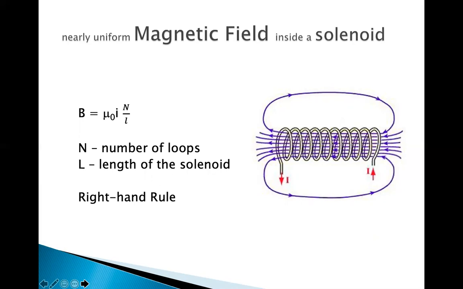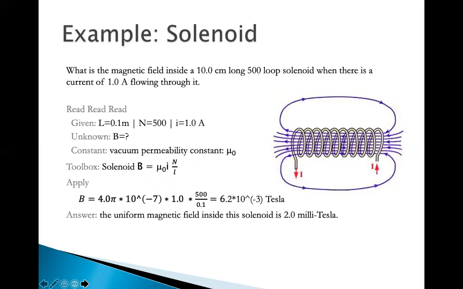So the magnitude is mu0 I times n, where n is the number of loops and L is the physical length of the solenoid. So if we use the right-hand rule, if our fingers represent the direction where the current goes, then the thumb points the direction of magnetic field. So if my fingers hold around this, the magnetic field is going to the left inside the solenoid.